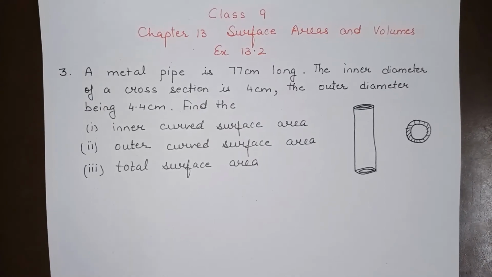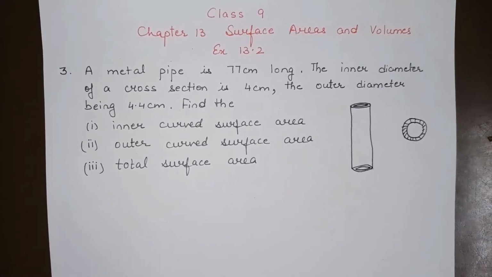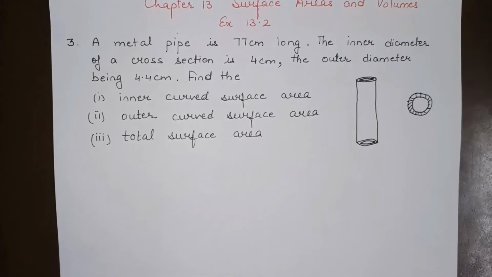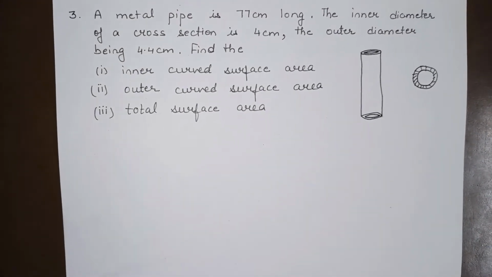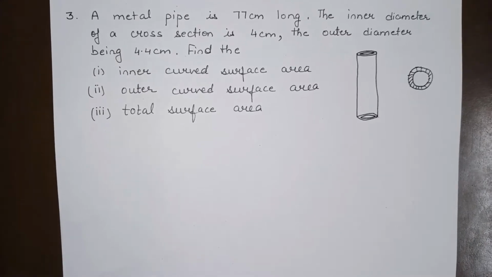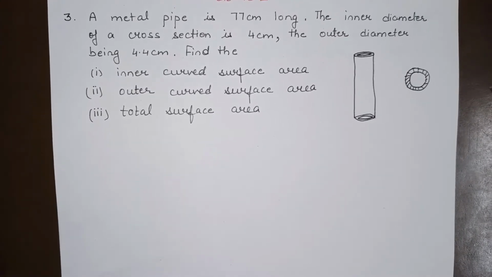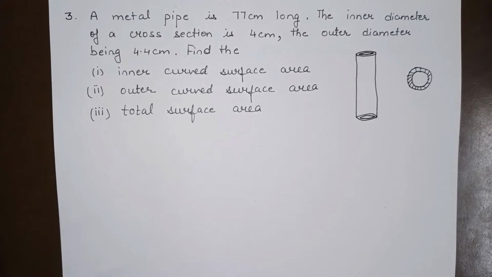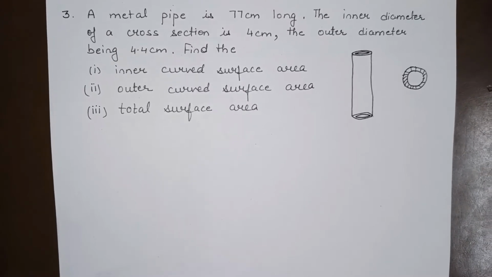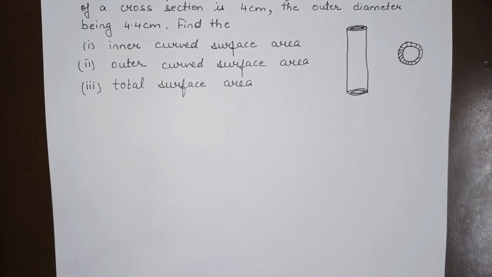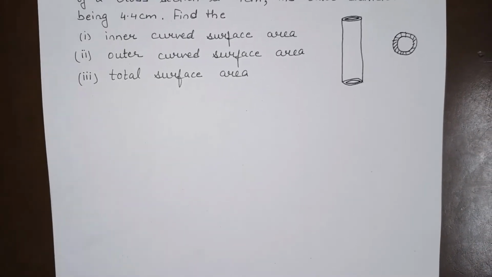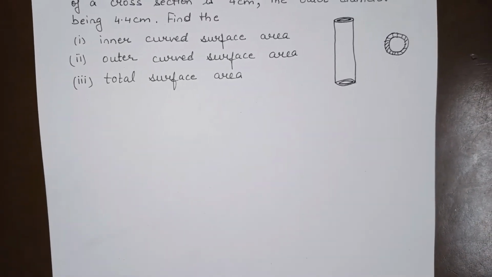Hello everyone, today we will do class 9th chapter 13th surface areas and volumes exercise 13.2 question number 3. A metal pipe is 77 centimeter long. The inner diameter of the cross section is 4 centimeter, the outer diameter being 4.4 centimeter. Find the inner curved surface area. So first of all we have to find the inner curved surface area.